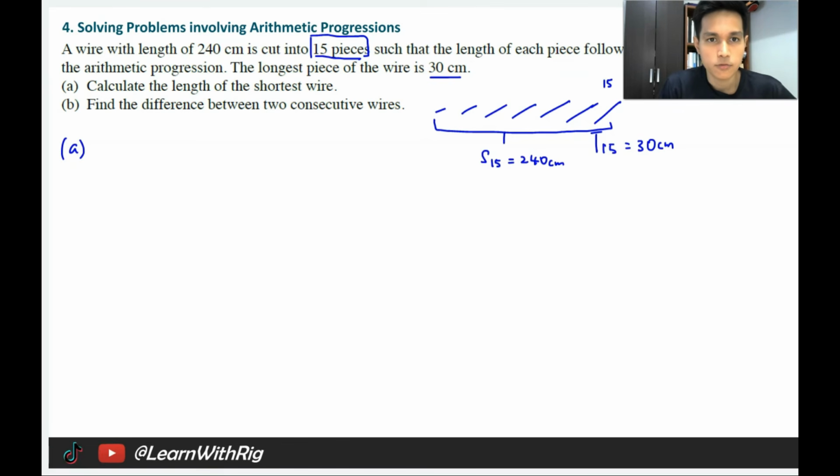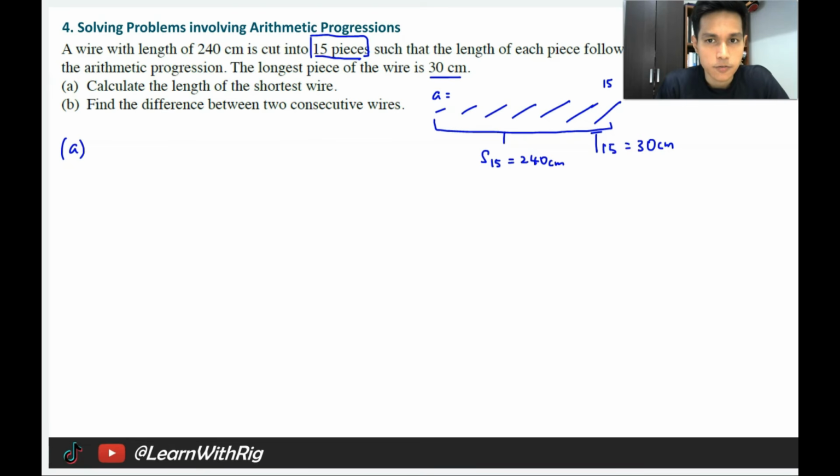Now they want you to find the shortest wire. The shortest wire, in other words, would be the a value, correct? You want to find the a value because that's the shortest. In this case, you don't have the d value, you don't have the a value, but you have these two equations. In other words, you have to solve using simultaneous equations. Let me show you how you can do this.